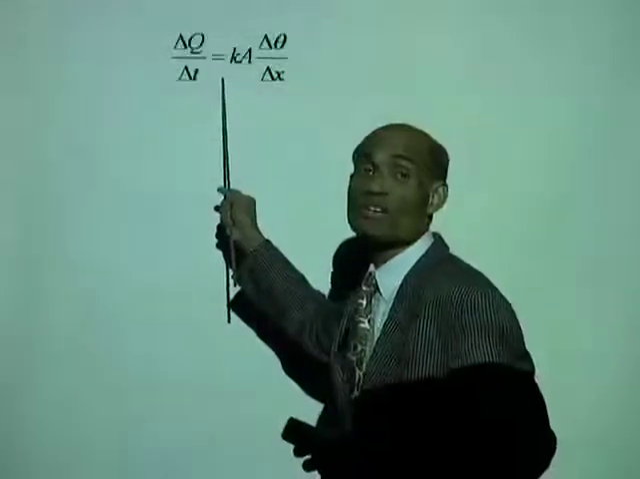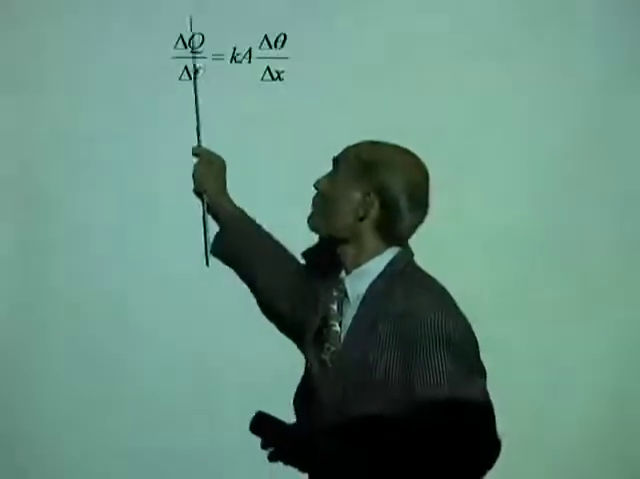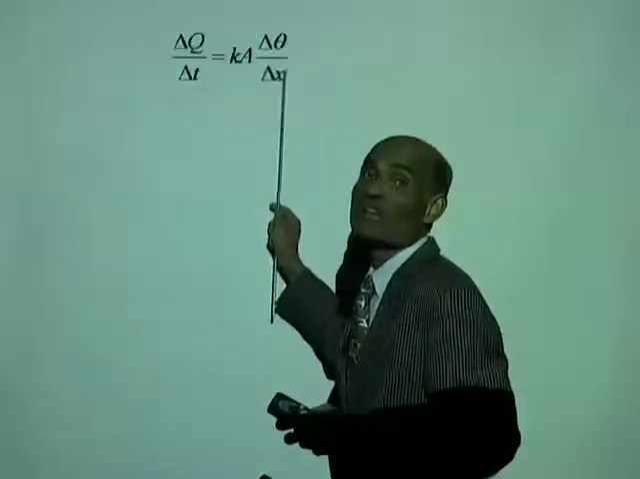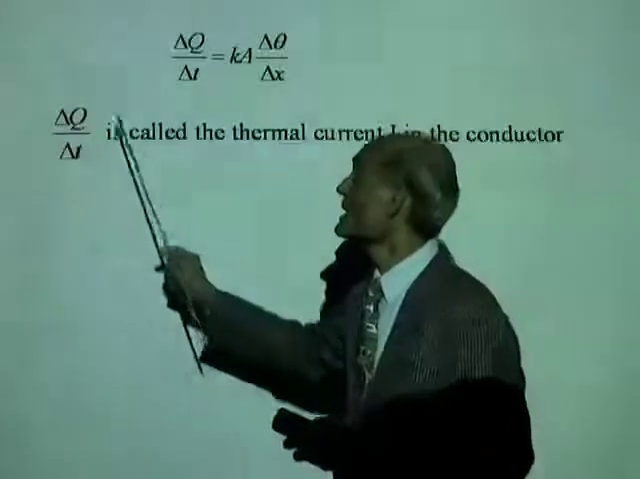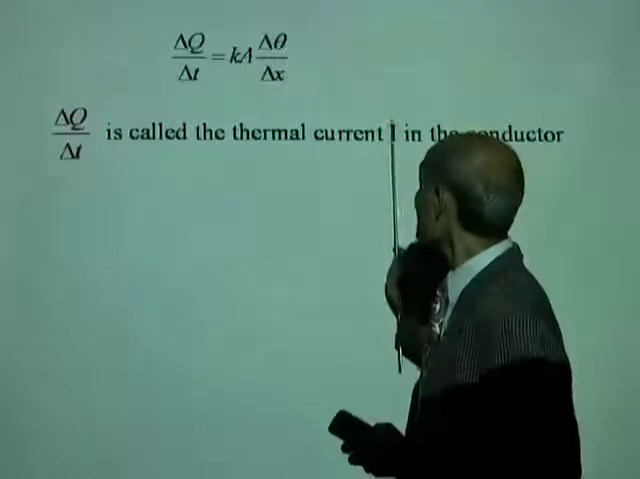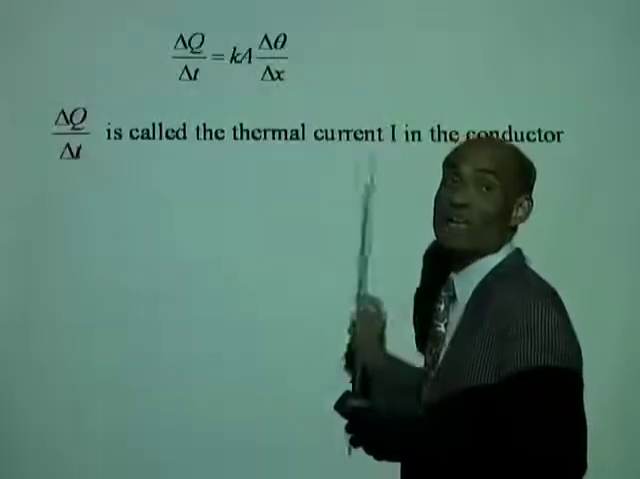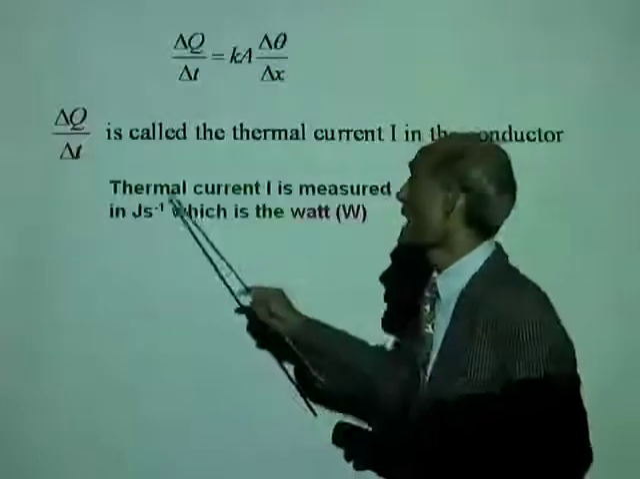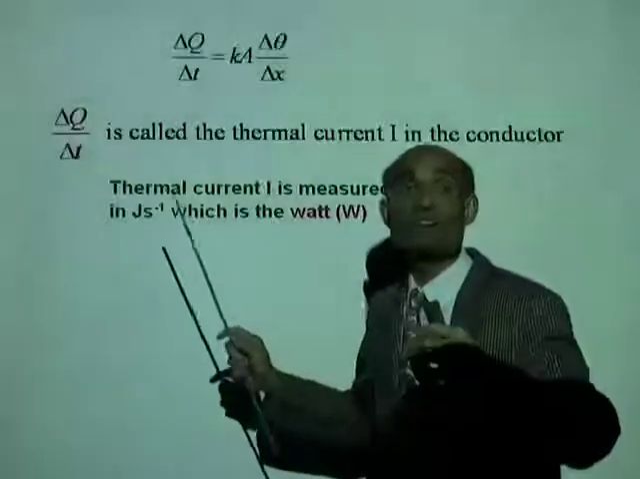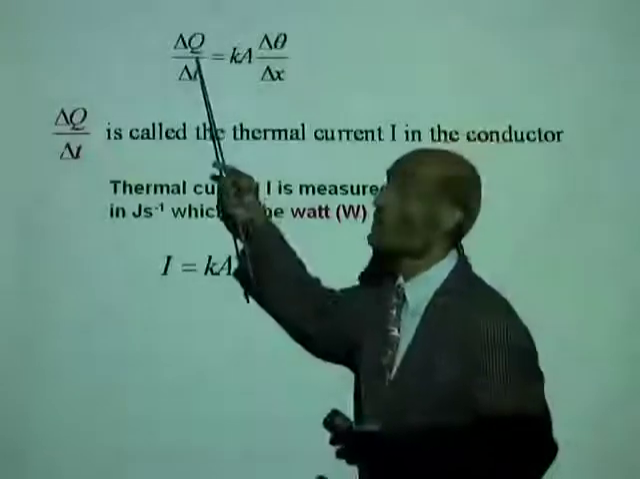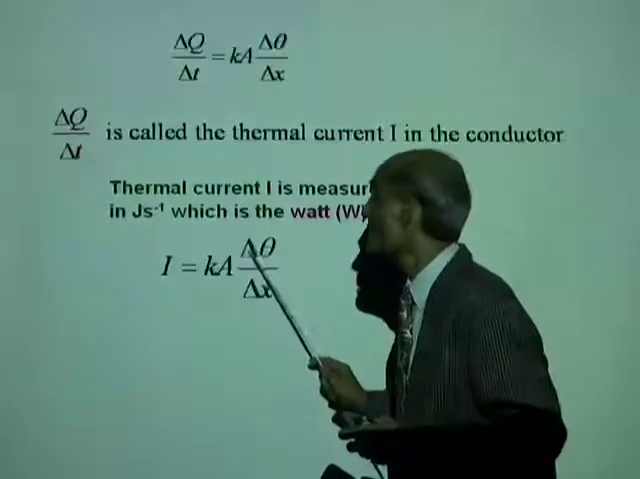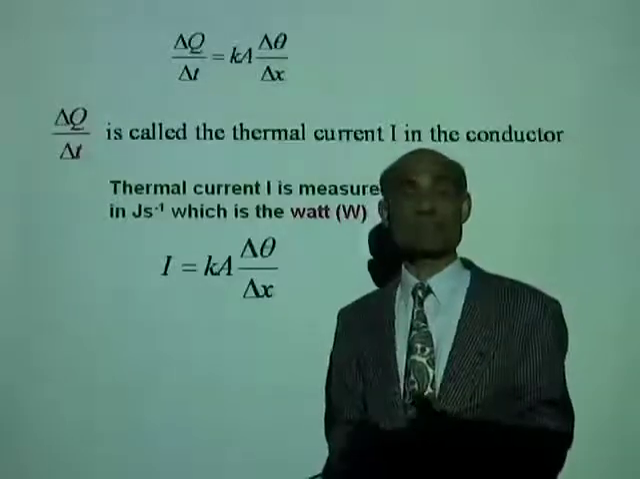Alright, so this is the equation we discussed earlier. The rate of flow of heat, the thermal current, equal to Ka delta theta by delta x. Delta Q by delta T is called the thermal current, and we will represent it by the letter I, the uppercase I. Now, the thermal current is measured in watt, joules per second. And so, we can now rewrite this equation, I equal to Ka delta theta by delta x.